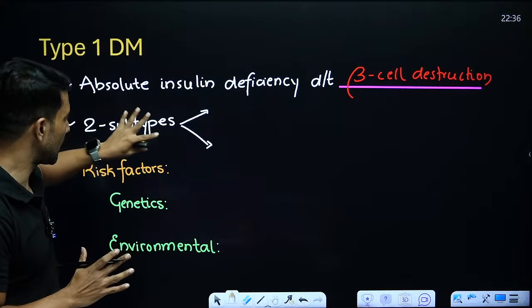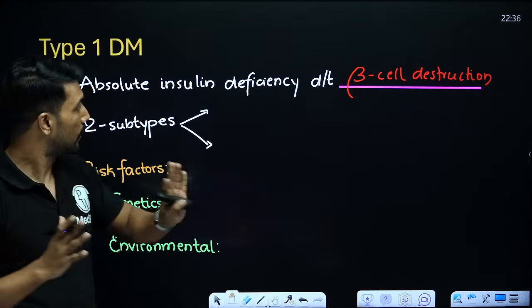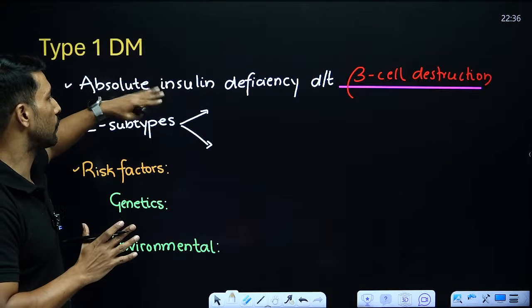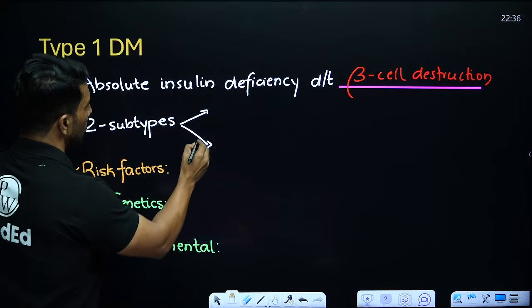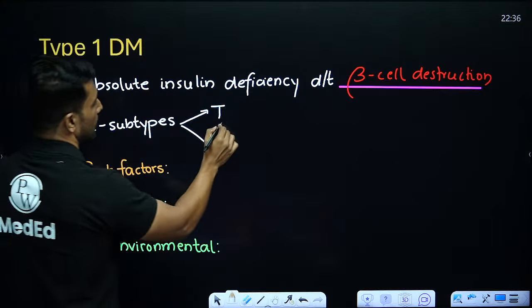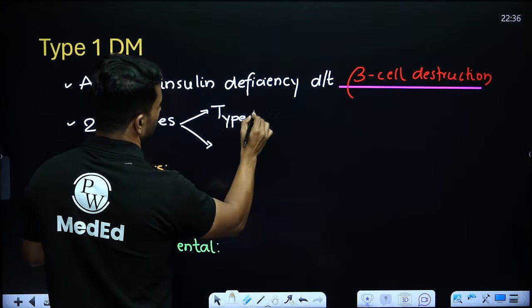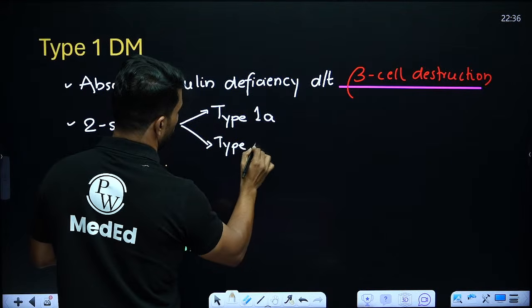So both those types, where evidence of autoimmunity is there and where evidence of autoimmunity is not there, will be called type 1. As long as there is insulin deficiency because of beta cell destruction, it is type 1. So type 1 will be subclassified into two subtypes. We will call them type 1A and type 1B.